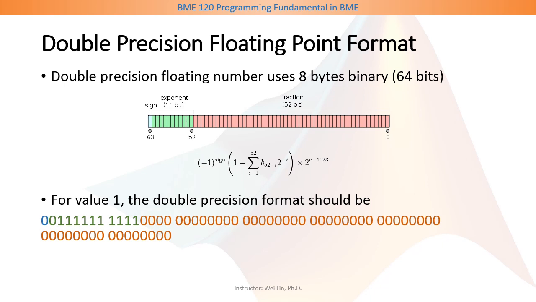And then if you go back to that equation, you will know the last term will be 1 because e minus 1023 will be 0. So 2 to the 0 will be 1. The rest of the binaries are zeros. So if you look at the middle term, you will see that the value of sigma will be 0. So the value inside the parentheses will be 1. So with all that, we know that this code will represent the value 1 in double precision.